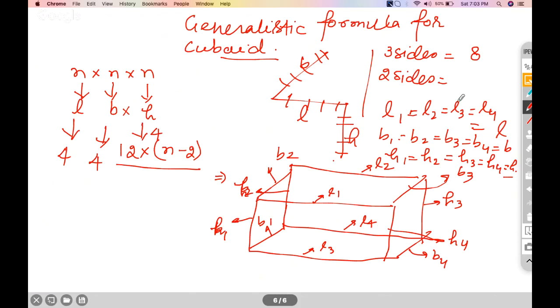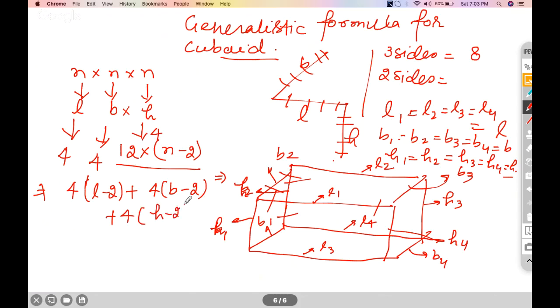For 2 sides painted, from length I'll reduce 2 cubes which are on the corner. From width I'll reduce 2 cubes which are on the corner. And from height I'll remove 2 cubes which are on the corner. So it becomes 4 into (L minus 2) plus 4 into (B minus 2) plus 4 into (H minus 2). So it comes out to be 4 into (L plus B plus H minus 6). This is your answer for two sides painted.